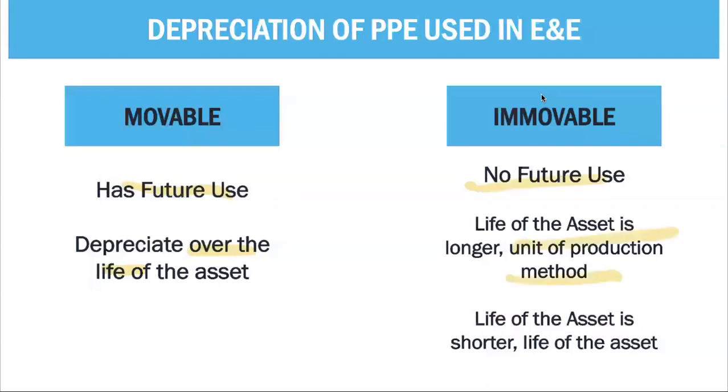Therefore, we use your unit of production method. But if the life of the asset is shorter, we use the life of the asset. In case it is immovable, meaning it is attached permanently to the property. Okay, unit of production if the life of the asset is longer; if the life of the asset is shorter, life of the asset.